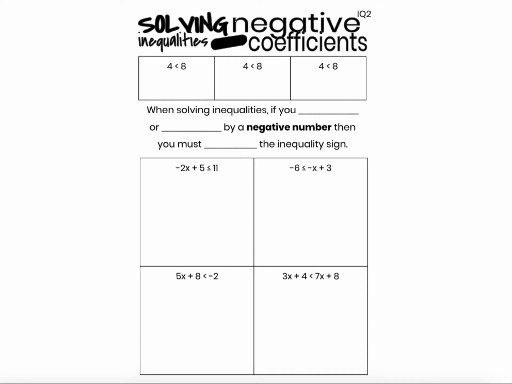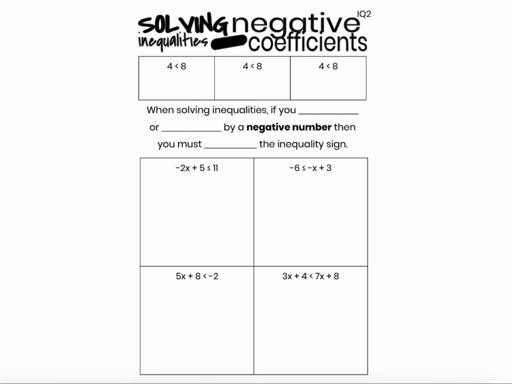When we solve inequalities, the process and strategies used are the same as for equations for the most part. We use inverse operations to isolate the variable on one side of the inequality. The exception is when there are negative coefficients. Then we have to treat an inequality differently than we would an equation.